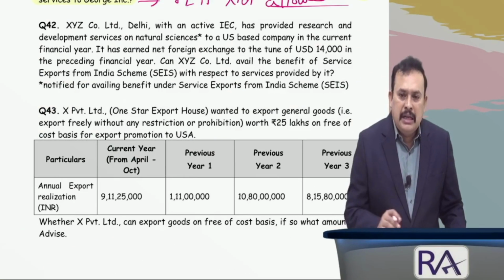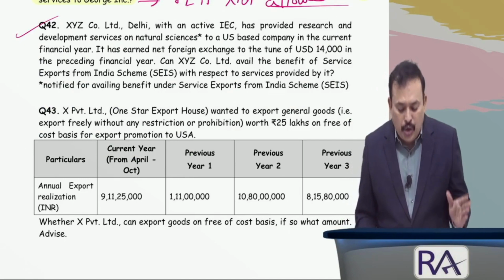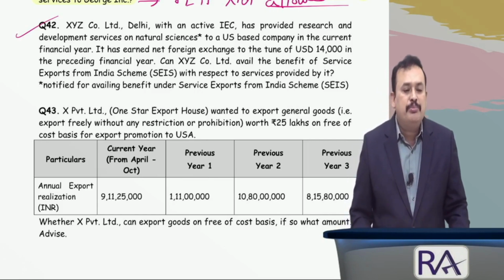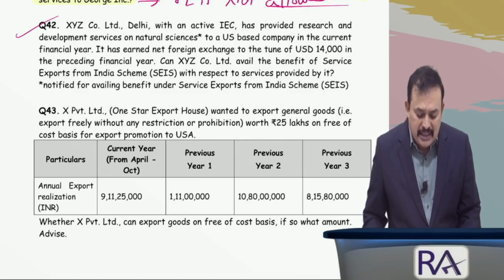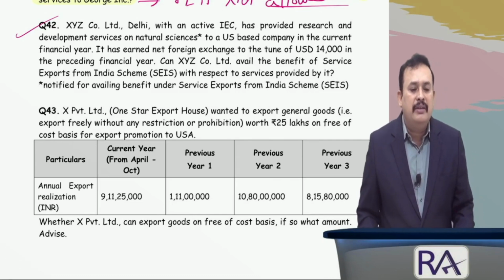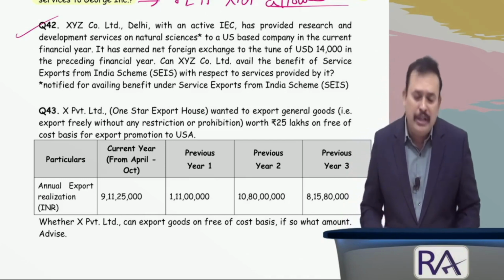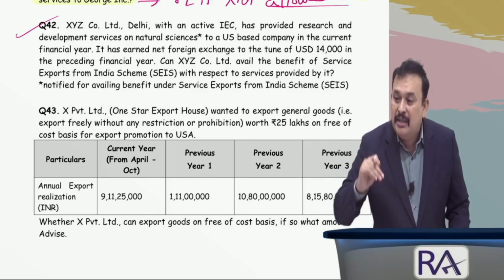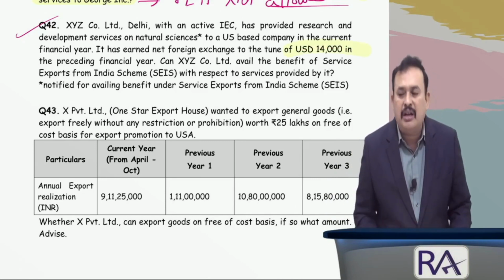Is it clear? Referring to question number 42. XYZ Company Limited, Delhi, with an active IE code, has provided research and development services on natural sciences to a US based company in the current financial year. It earned net foreign exchange of $14,000 in the preceding financial year. Can XYZ Limited avail the benefit of the Service Exports from India Scheme with respect to the service provided by it, notified for availing benefit under SEIS? Is it eligible? No. Why not eligible? Because the minimum net foreign exchange earnings in the previous year by the company should be $15,000 and above. How much did this fellow earn? 14,000, which is less than 15,000, so not allowed SEIS in the current year.